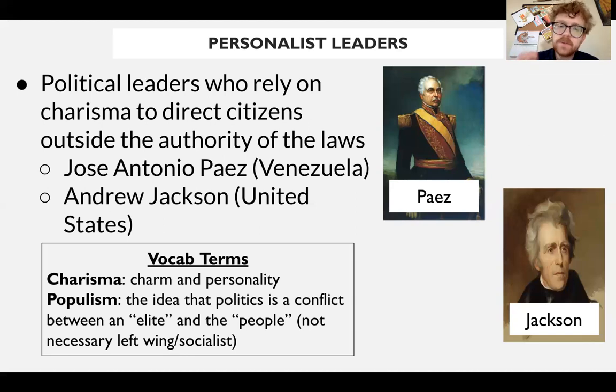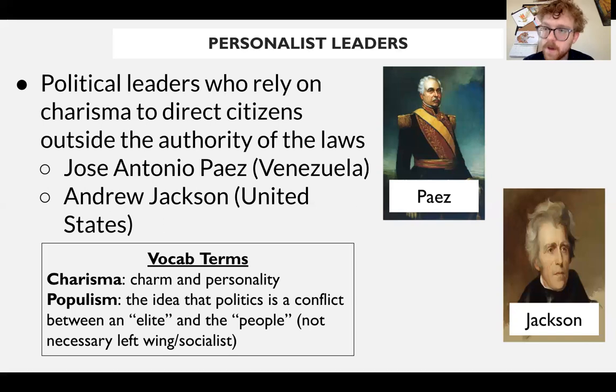But he is a representation of how political leaders use popular anger against an elite to rally their own support for their own power. And let's turn now to the United States with our 7th president, Andrew Jackson.